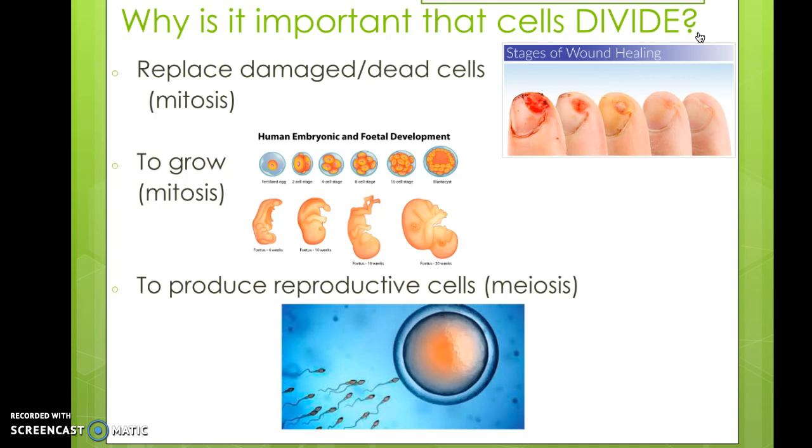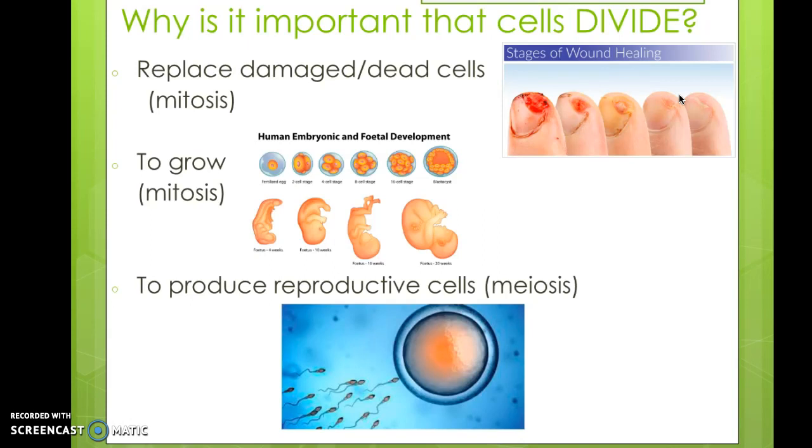So why is it important that cells divide? Well, you have to replace damaged or dead cells. This goes through mitosis. So if you look at this picture, every time that you get an ouchie on your skin, you're going to need new cells to replace it. Things like your esophagus and your intestinal lining actually replace themselves every couple of days. So your cells are constantly dividing.